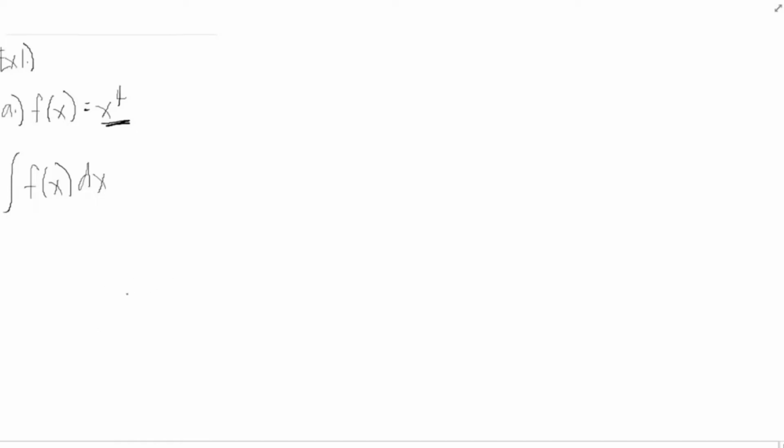Diba may power rule din naman sa derivative. Now, sa integration, meron din tayong tinatawag na power rule. So, yung power rule natin, ito siya. Power rule, the integral of x raised to n is equal to x raised to n plus 1 over n plus 1. And don't forget to add the constant of integration. Okay? So, since ito yung gagamitin natin.